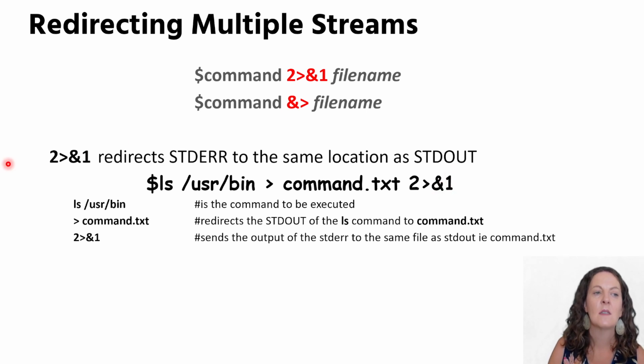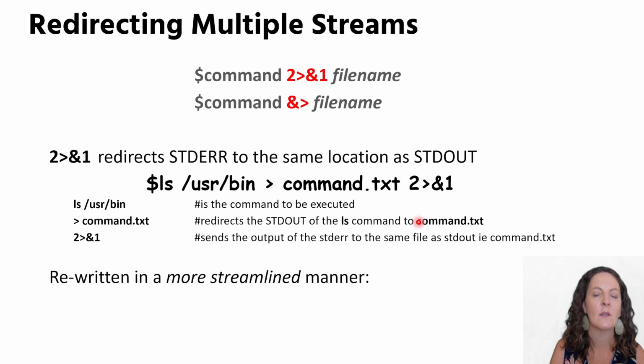So this 2>&1 will merge the standard error with the standard output. So this construct allows for both the standard output, file descriptor 1, and the standard error output, file descriptor 2, to be redirected to the same command.txt. So both your standard output and your standard error can be sent to a file.